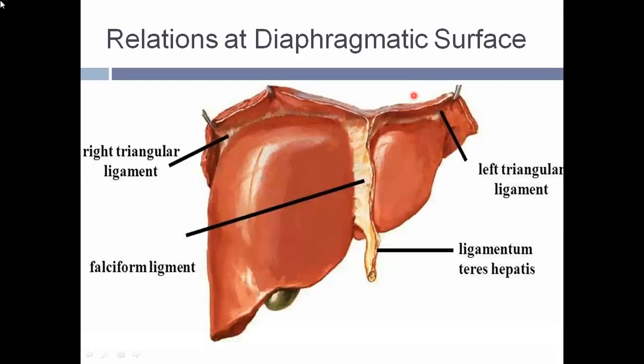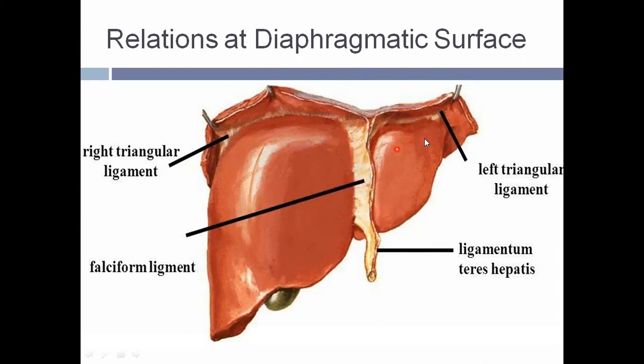Now we'll see the relations of the liver. The liver, as we know, can be demarcated into diaphragmatic and visceral surfaces, right? So first we'll see about the diaphragmatic surface. In the diaphragmatic surface, we have three surfaces.